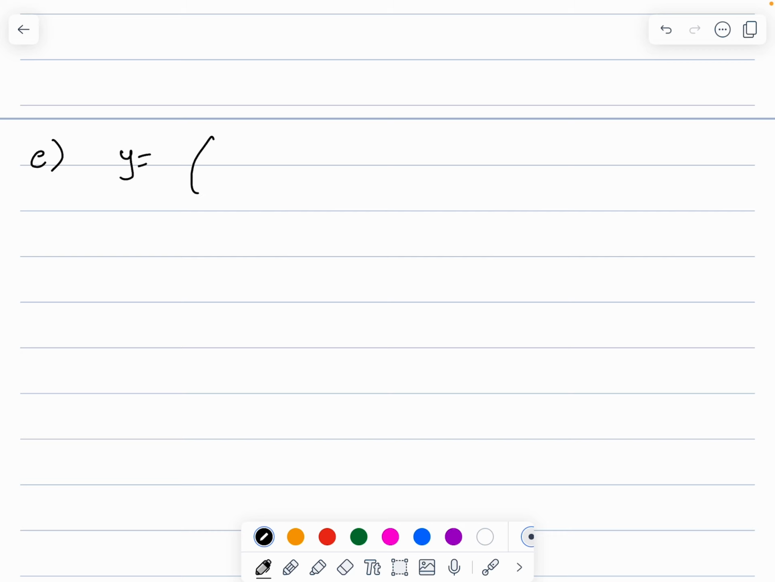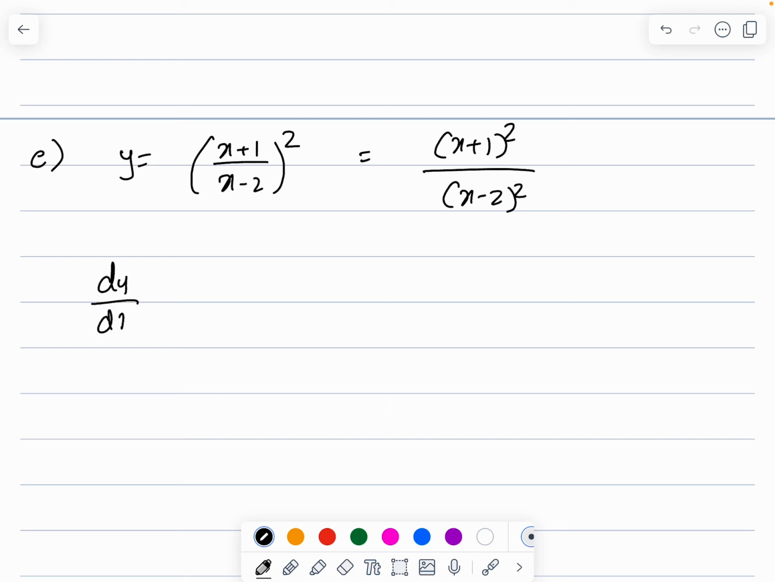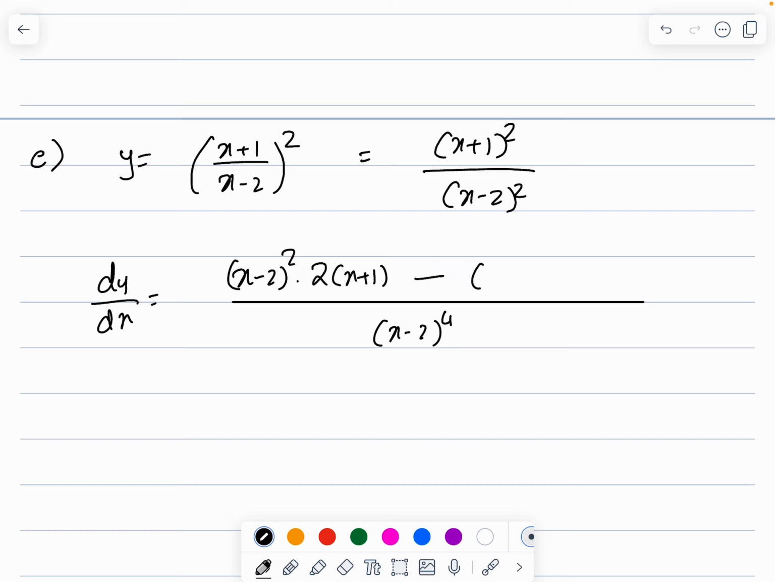y equals to x plus 1 upon x minus 2 whole square. So I will be separating it as x plus 1 whole square, x minus 2 whole square. So that way it will become easier to solve it out. So dy by dx will be equal to x minus 2 whole to the power of 4. Then it becomes x minus 2 whole square, 2 times x plus 1 minus, this time x plus 1 whole square will be remaining as it is, 2 times x minus 2.